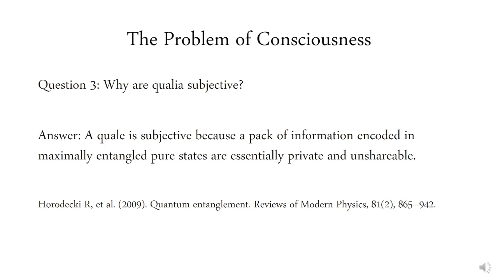However, the quantum mechanical phenomena, such as entanglement, could help us explain this difficult aspect of consciousness. As described by Horodecki and his colleagues, entanglement is the quantum equivalent of what is meant by privacy. According to the monogamy principle of entanglement, maximally entangled pure states are not shareable. The Qubit theory suggests that qualia are encoded in maximally entangled pure states, and for this reason they are private and unshareable.